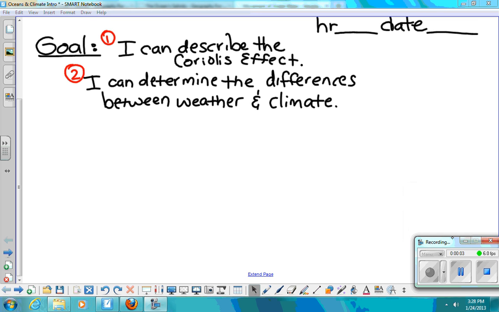So we're going to start the Oceans and Climate unit today. Two goals that we'll focus on for this first lesson are that I can describe the Coriolis effect and I can determine the differences between weather and climate.